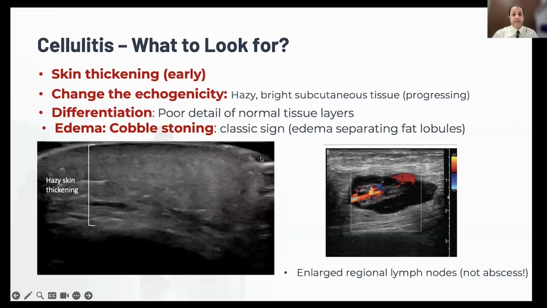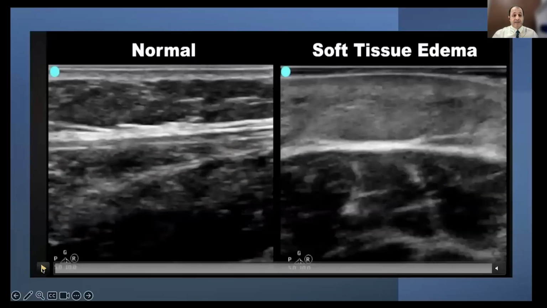If you see in this image, there is hyperechoic dermis and then hazy skin thickening that you can find in its early stage of cellulitis. Here, if you take a look, here is normal skin, and here it is cellulitis. If you see here, there is a dermis layer, hyperdense, and subcutaneous layer, and the fascial layer, and the muscle. Just compare this side, the abnormal side, with the normal side.